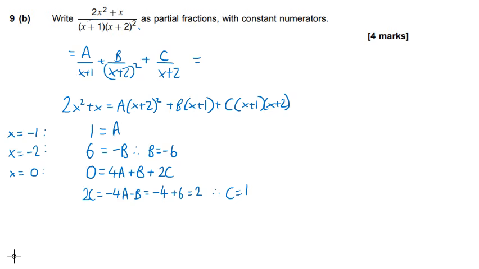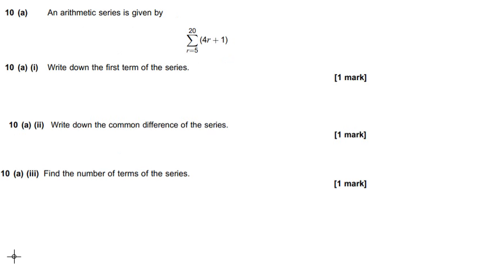Okay, so if we want to go back to the original, just put those values in now. So we've got 1 over x plus 1 minus 6 over x plus 2 squared plus 1 over x plus 2. Okay, and that's it done.